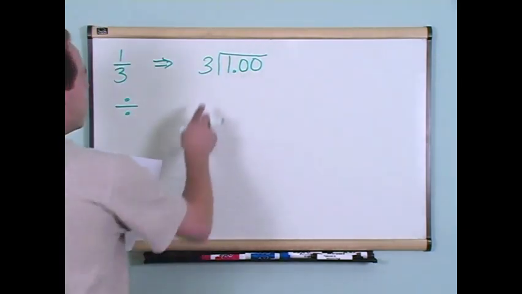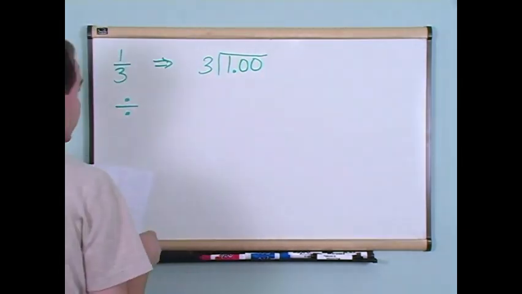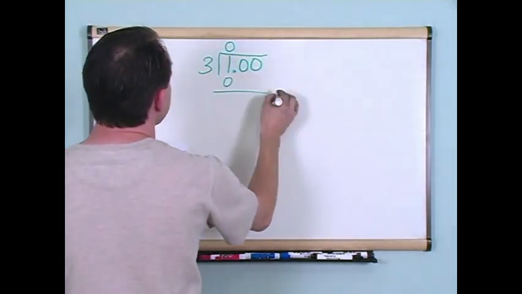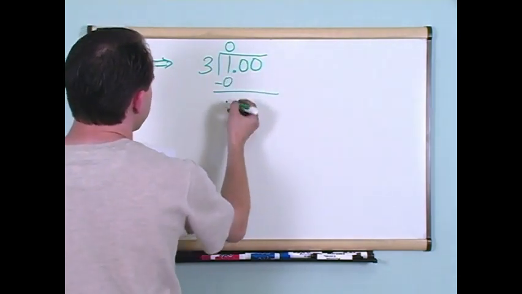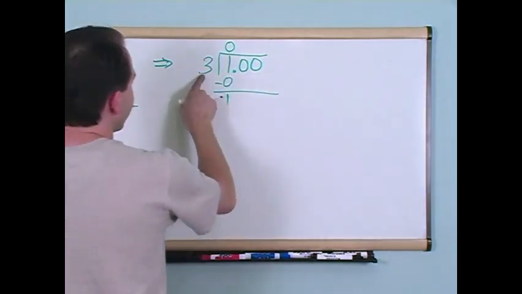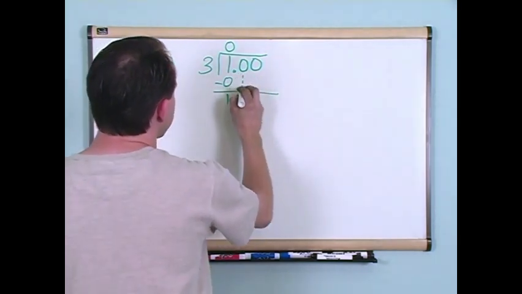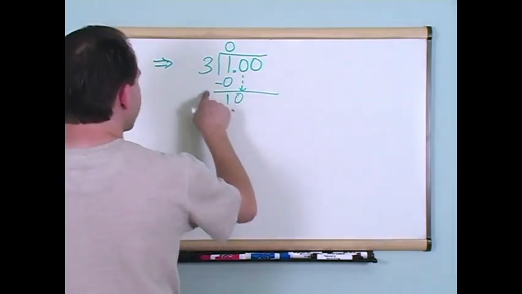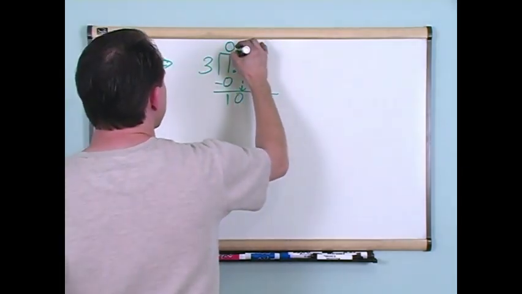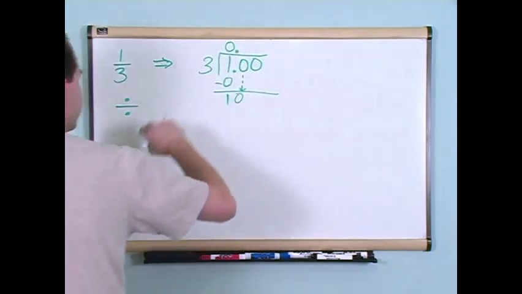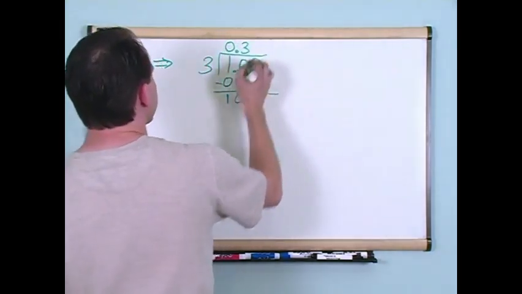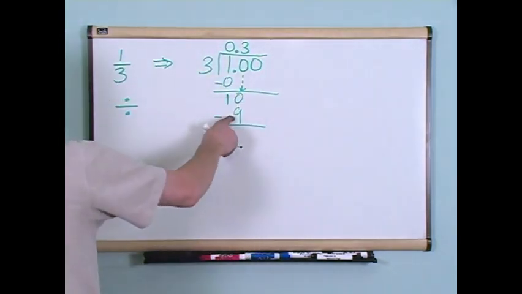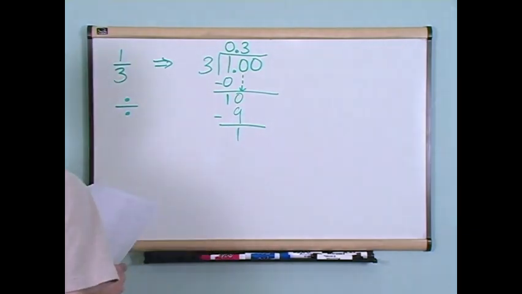Okay? Can 3 go into 1? No, it can't, so I'll put a 0 up here. 0 times 3 gives me 0. 1 minus 0, just the same as always, is going to give you 1. Can 3 go into 1? Well, no, it can't, but before I give up, let me drag down my 0. I'm going to have 10. Can 3 go into 10? Well, sure it can. And you put your decimal point up above just like you always do. 3 goes into 10 3 times. 3 times 3 gives you 9. 10 minus 9 gives me 1.